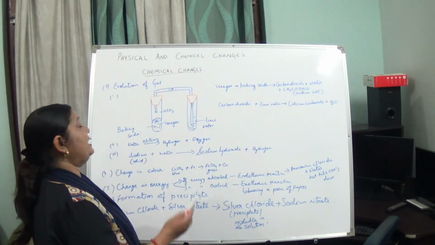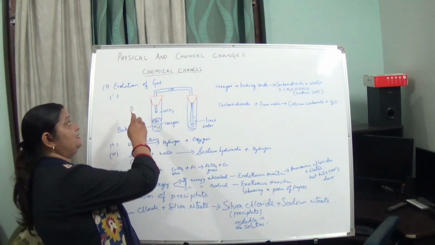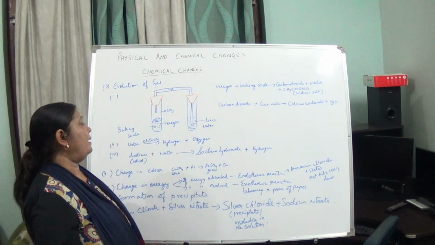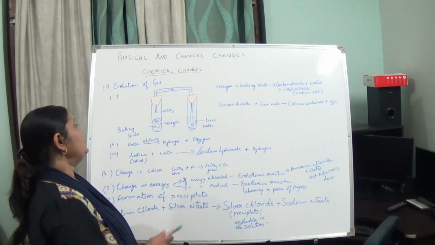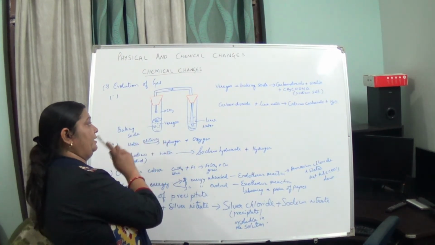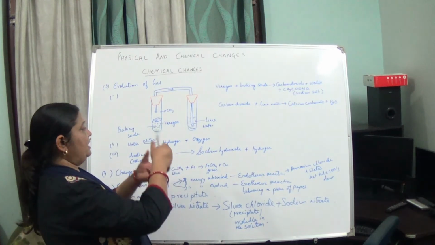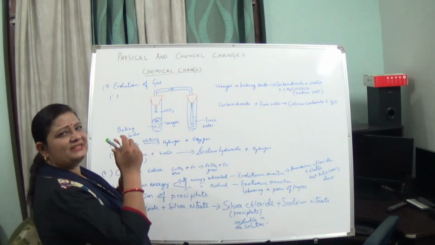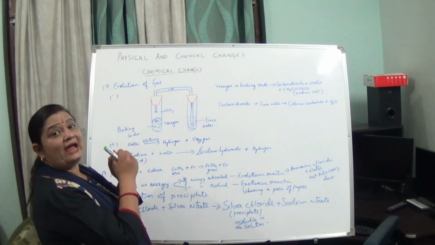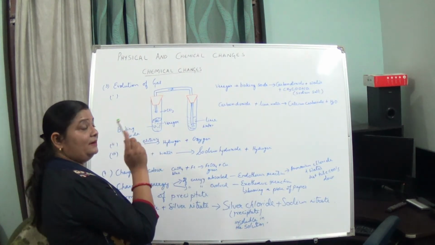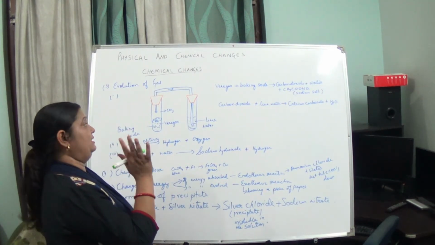So now next is that in a chemical change there can be an evolution of gas. For that I have taken one example. Take a test tube, add baking soda to it, and vinegar. What will happen? As soon as you add vinegar to the baking soda, you will see a fizziness, which is called effervescence, and this indicates that carbon dioxide or some gas has been released.